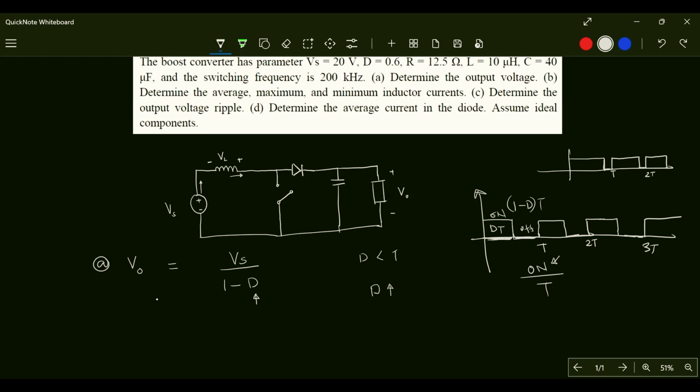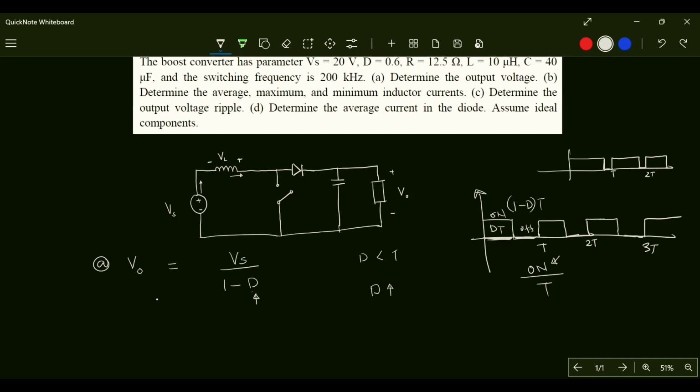So it means that the higher the duty cycle, the higher the output you're going to have. Because if you're trying to increase D, it means that you're trying to reduce the whole of this denominator. If D goes down, you're trying to increase the denominator, and the output voltage also decreases.